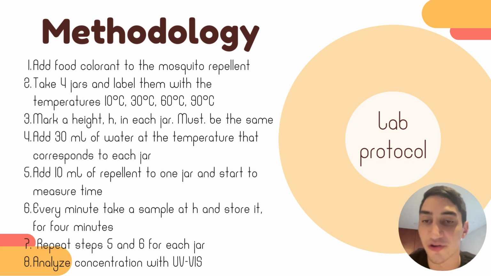Fourth, we add 30 milliliters of water at the temperature that corresponds to each jar. Fifth, we add 10 milliliters of the repellent to one jar and start to measure time. Sixth, every minute we take a sample at the height H and store it. This for 4 minutes. And last, we repeat steps 5 and 6 for each jar. Finally, we analyze the concentration in the UV-Vis.